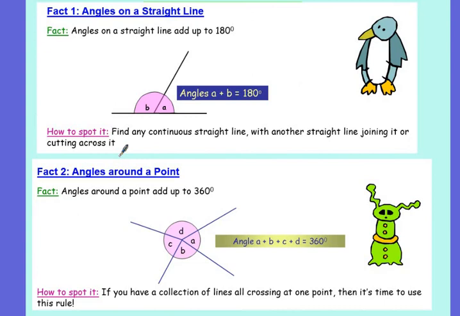Okay, so a quick recap of everything we've covered. We know that angles on a straight line add up to 180 degrees. So if I've got a straight line and I've got B and A, then A plus B equals 180 degrees. If you find any continuous straight line with another straight line joining it or cutting across it, that's a fact you need to know. Fact 2 we went through was angles around a point. Angles around a point add up to 360 degrees. If you have a collection of lines all crossing at one point, one vertex, then it's time to use this rule.